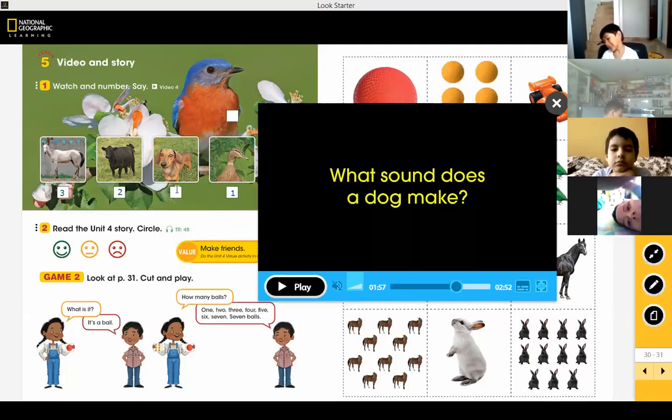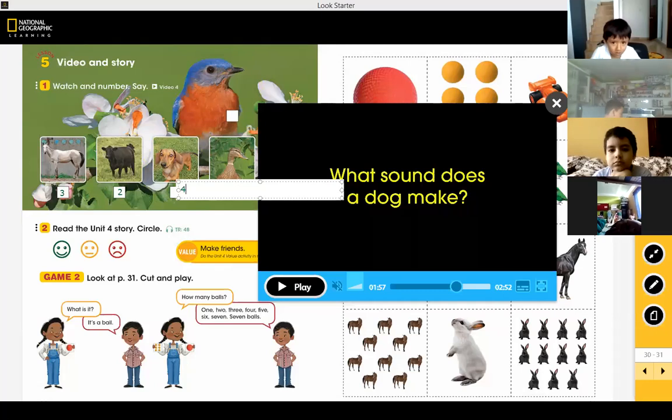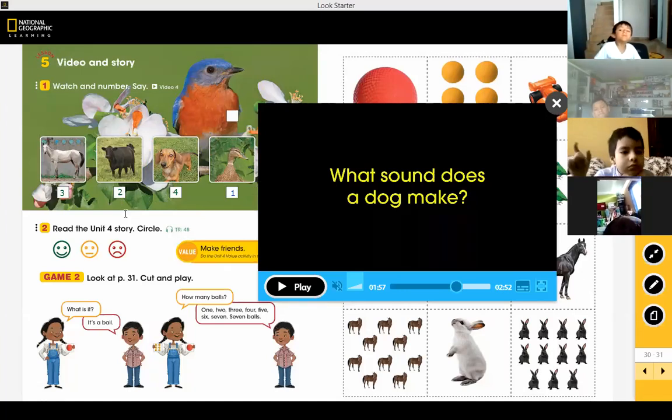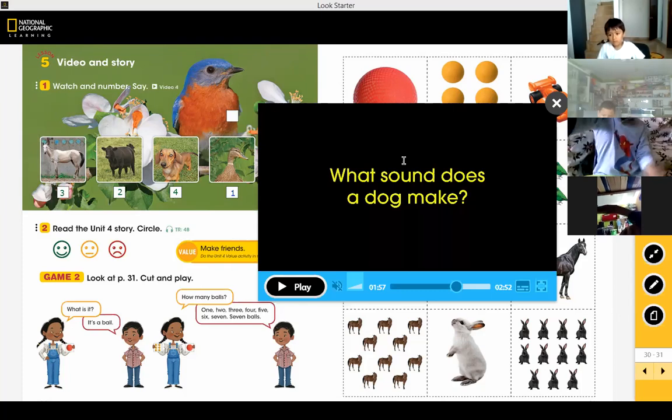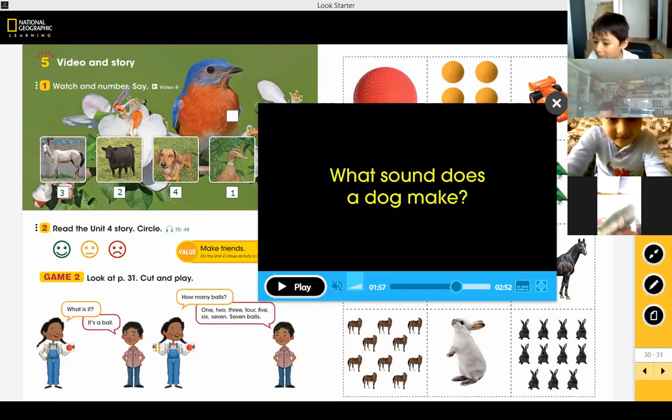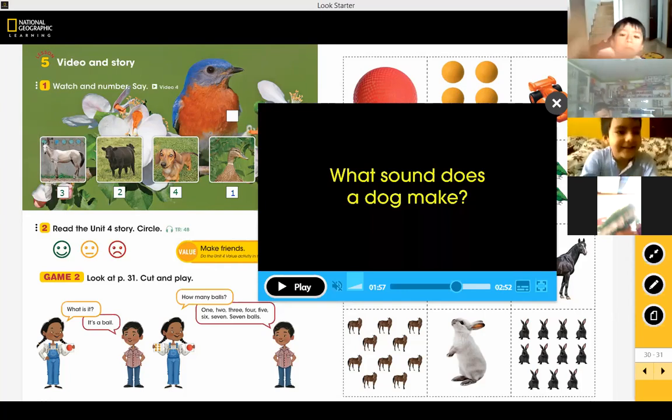And now, Benny, tell me, what's the sound? Eso, what's the sound? ¿Qué sonido hace el dog? What's the sound? Wow, wow. Ah, ahí está, ¿no? Very good. Yeah, that's right. Yeah, that's the sound. Okay, that's a good one.